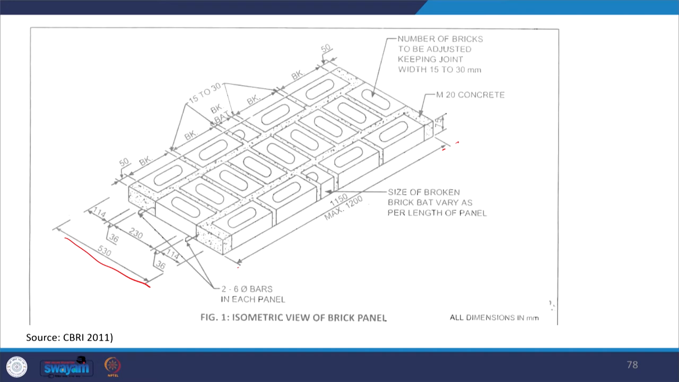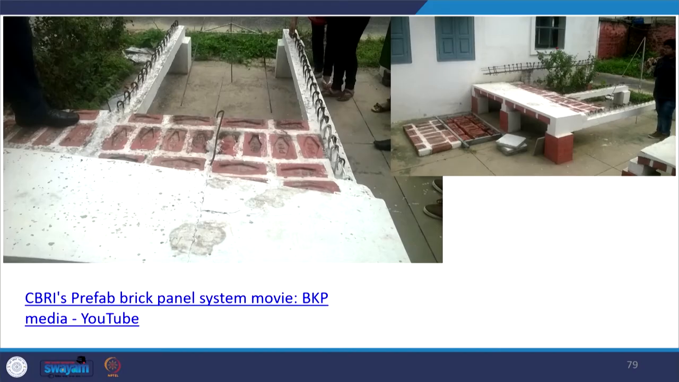And we should have a joint width of at least 15 to 30 mm, and we use M20 concrete. This panel is very successful because it can be lifted by two people. Even for a smaller house you are constructing, two people can easily cast it on the site, lift it and put it on the roof. So I'm giving you a small film about how this panel is made. You can watch this video.